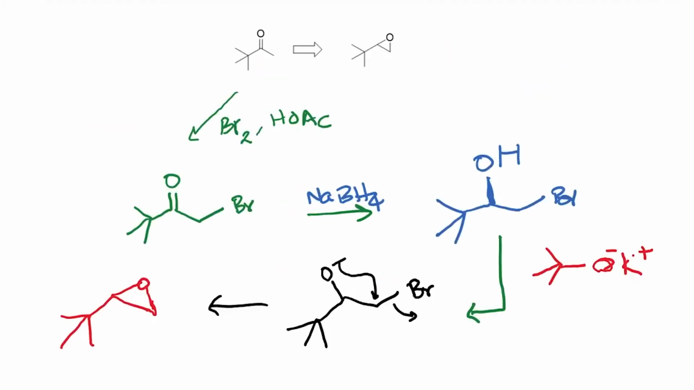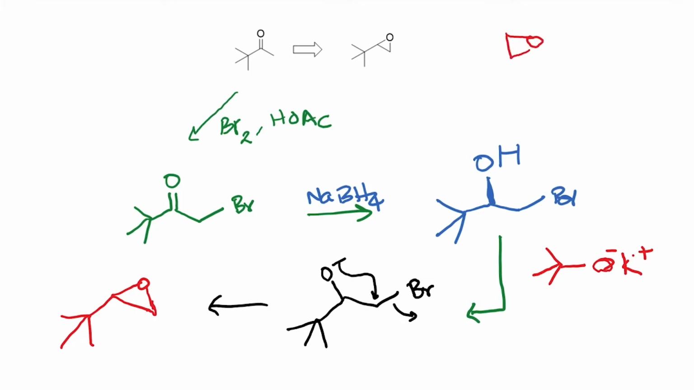Okay, so let's move on to the next problem. The question here is to convert this ketone to the corresponding epoxide. I think many of you would know the epoxide as a functional group, which is basically the three-membered ring with an oxygen in it, and of course two carbons.